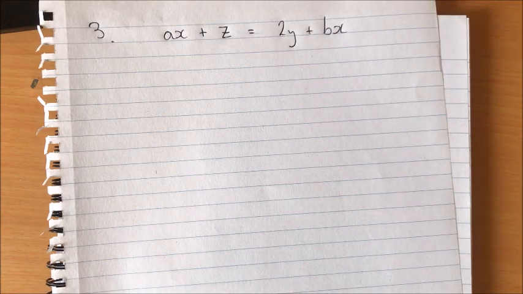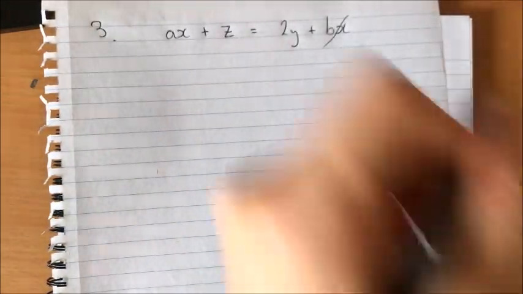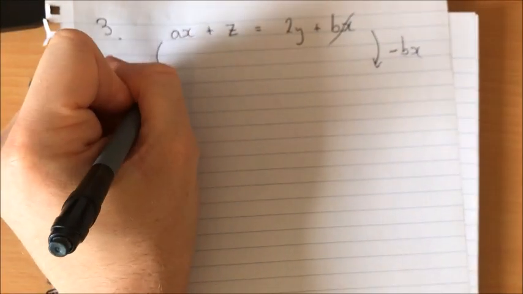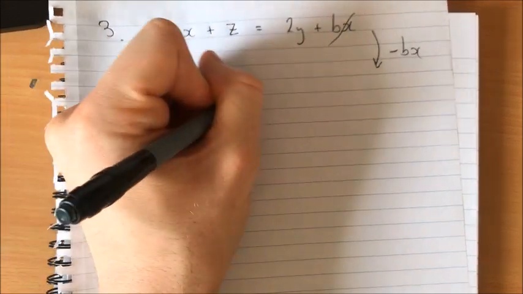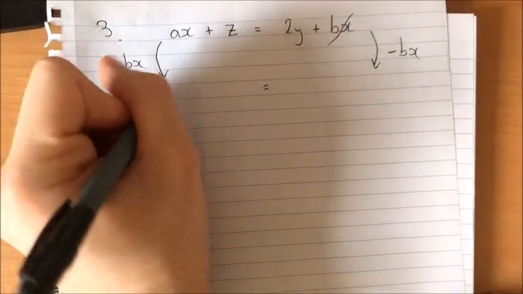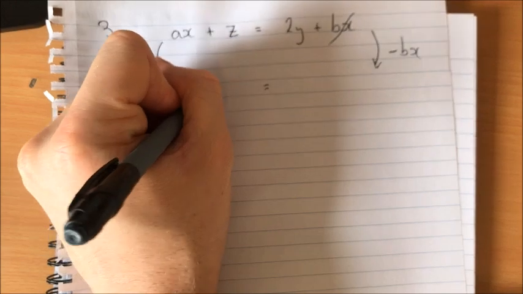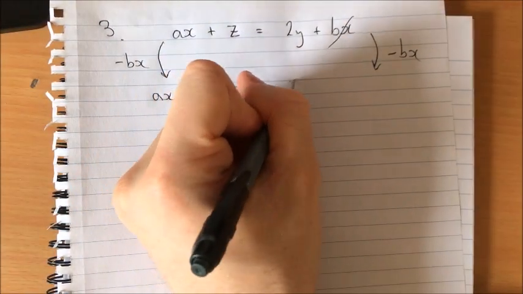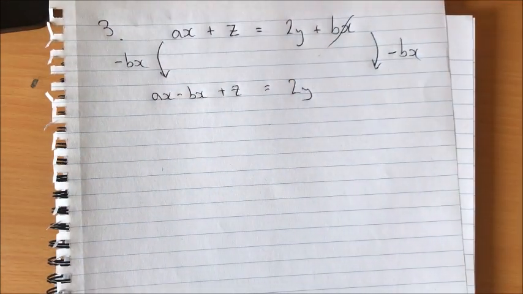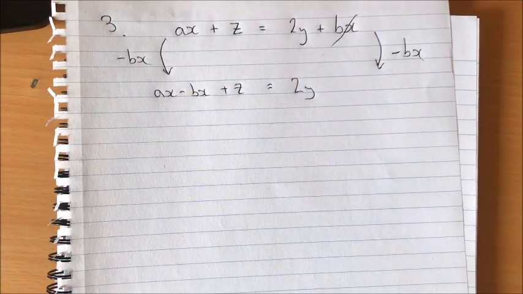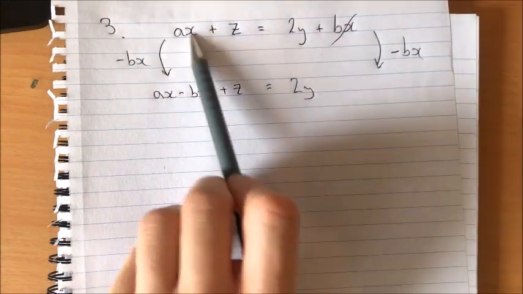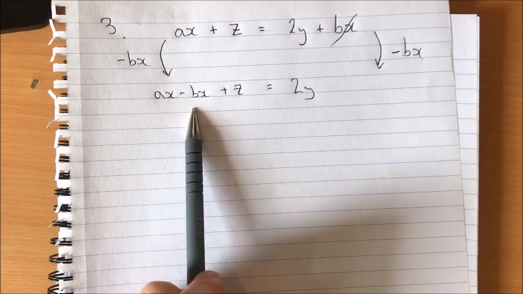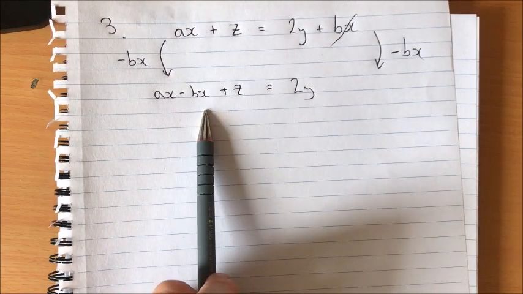Okay, the way I'm going to start this, I'm going to eliminate this positive bx. So I'm going to take away bx from the right-hand side and take away bx from my left-hand side. So that will give me ax minus bx plus z equals, well, I got rid of the bx, so I'm just left with 2y. Okay, it's not looking great yet. However, do you see that I've gone from having x's on both sides of my equation to now just x's on one side of my equation? Okay, so that was helpful.